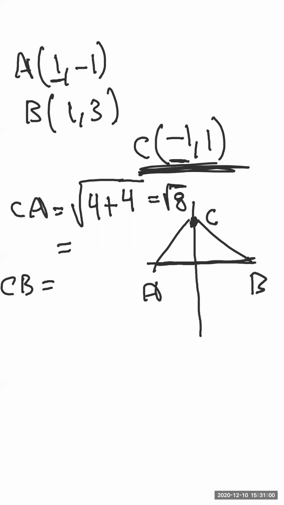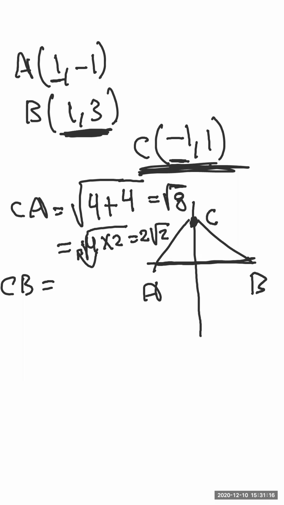Square root of 8, actually 8 means 4 times 2. So square root of 4 means 2, and it will equal 2 square root of 2. Okay, so this is CA. What about CB? C and B.